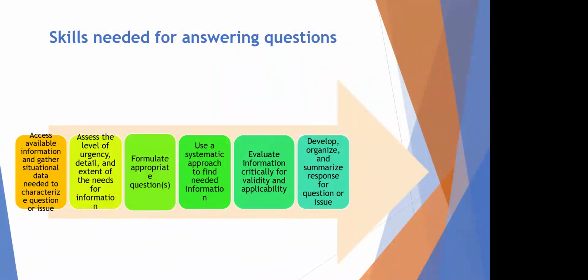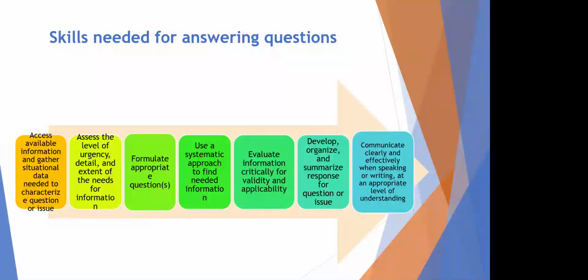Then you communicate clearly. Your communication skill comes in here. Like I've mentioned earlier, whether you're writing or speaking, you need to communicate clearly, and it should be appropriate to the level of understanding of the person asking for the information. For instance, the way you communicate the information to a physician will be different from the way you communicate to a patient or a patient caregiver.